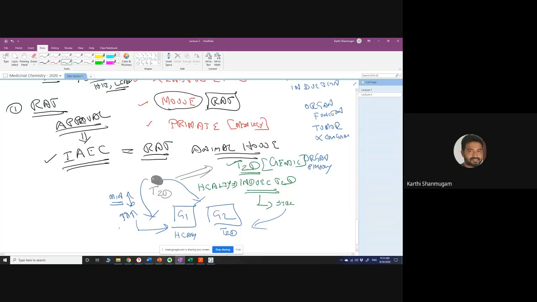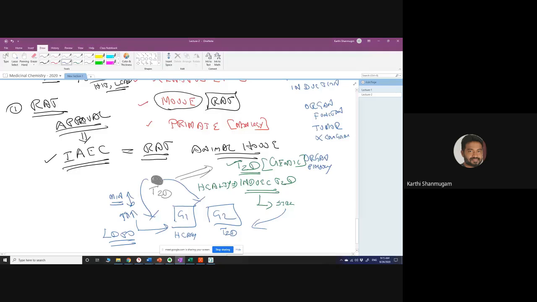Based on that experiment, we can calculate the LD50. What is the concentration required for killing 50% of the animals? This is called the lethal dose 50, which we can measure by changing the concentration of the molecule you're working on, right? This is done with the normal animal, absolutely the normal animal.